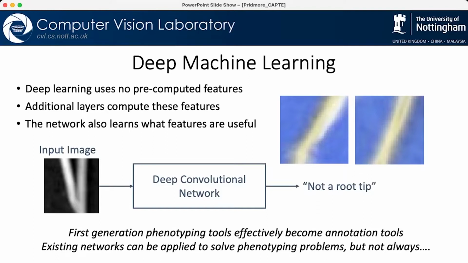So there are a whole set of deep machine learning methods and networks out there. Sometimes you can apply them to your problem and just solve it directly, but not always. I'm going to show you a few examples now of these types of things in our work.